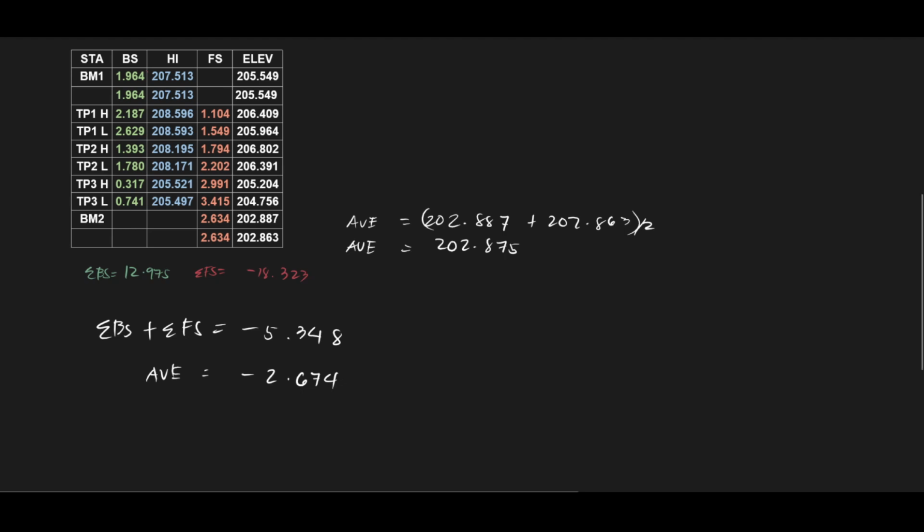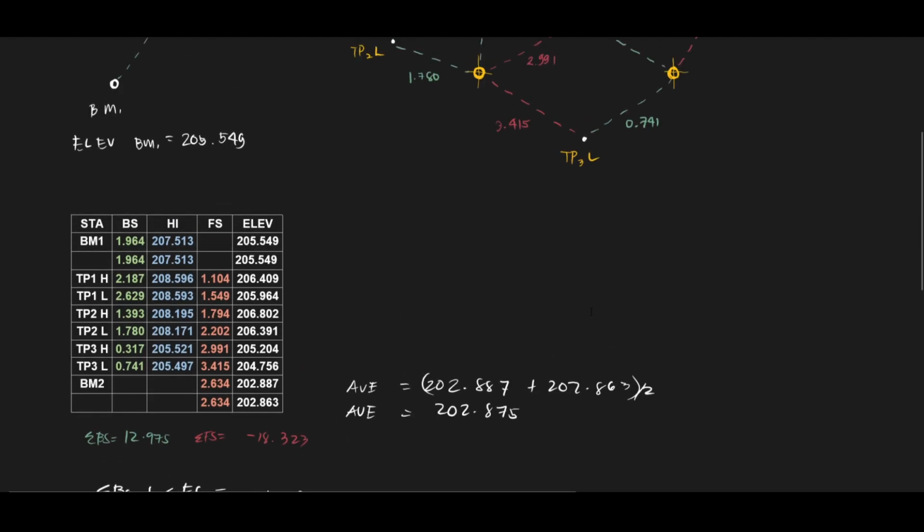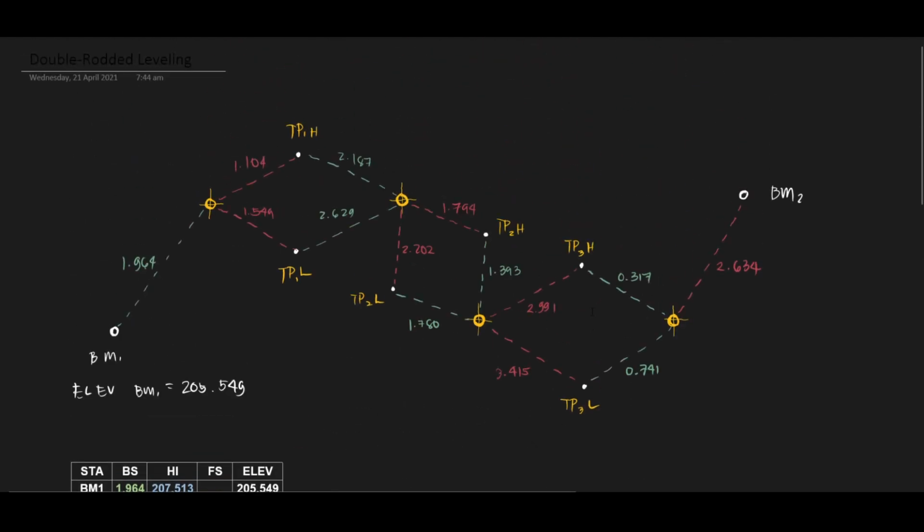So now that we have this average, let's take the elevation of our BM1, elevation of BM1 plus this average. Now, if this equals 202.875, then it means that you've done the arithmetic correctly. Okay, so that's basically it for double-rodded leveling.